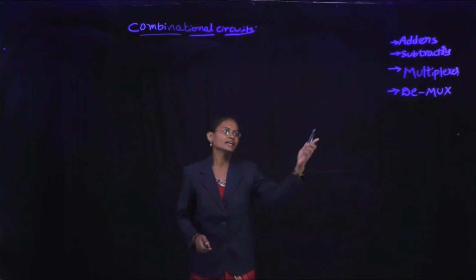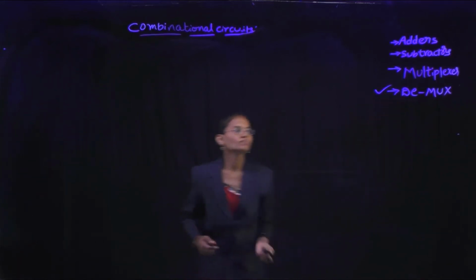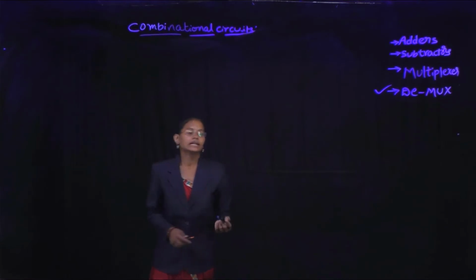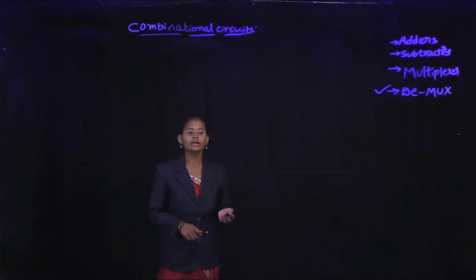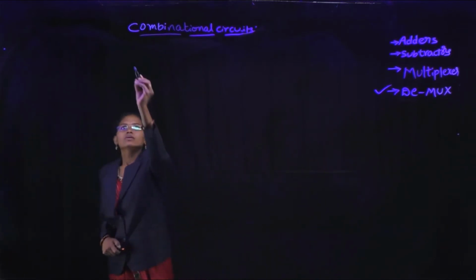And next topic is demux. And what is demux? Demux is a combinational circuit, and it is also called a demultiplexer. This is the reverse operation of the multiplexer.